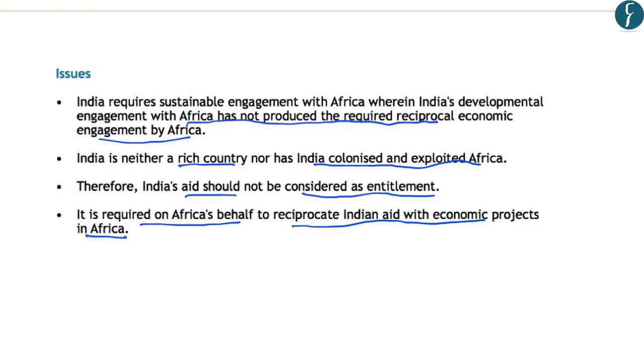So, in this background, the author has provided various measures that India needs to take in order to achieve a reciprocal economic engagement with African countries. Now, why does India require this reciprocal engagement by the African countries? This is because India is not a developed country as of yet, and India needs to focus on economic growth through its various investments, and that is why any investment or assistance to the African country should also be helpful in the growth of the country.